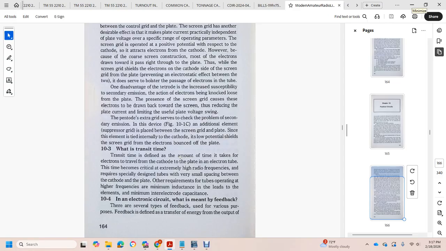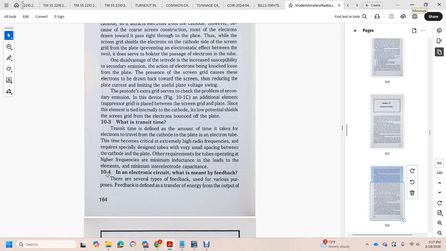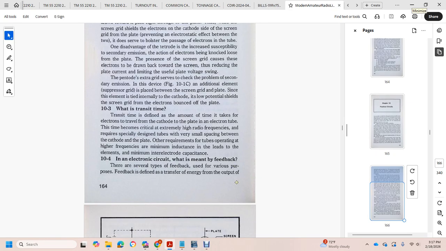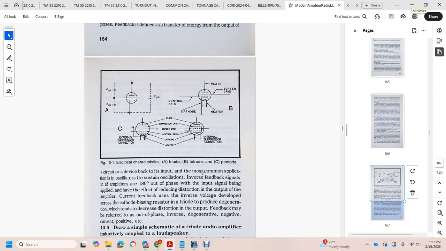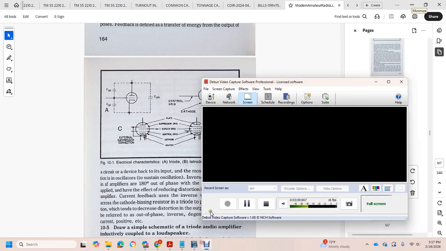In the electron circuit, what is meant by feedback? Feedback is defined as the transfer of energy from the output of the circuit or device back to the input. The most common application is an oscillator, with sustained oscillation. With inverse feedback, the signal fed back to the amplifier input is 180 degrees out of phase with the input signal, reducing the amplification but also reducing distortion in the output of the amplifier.